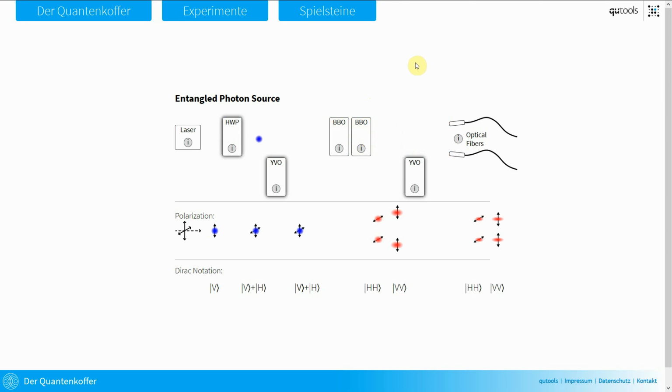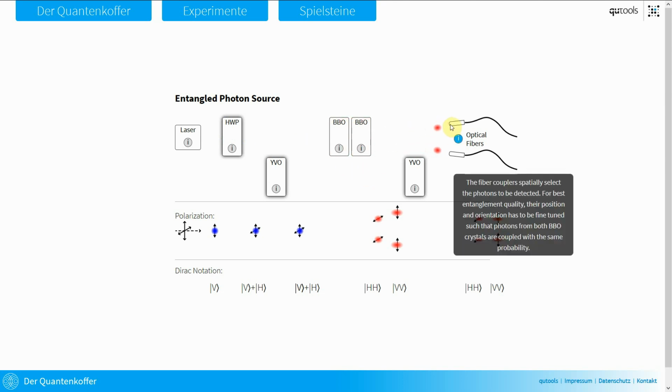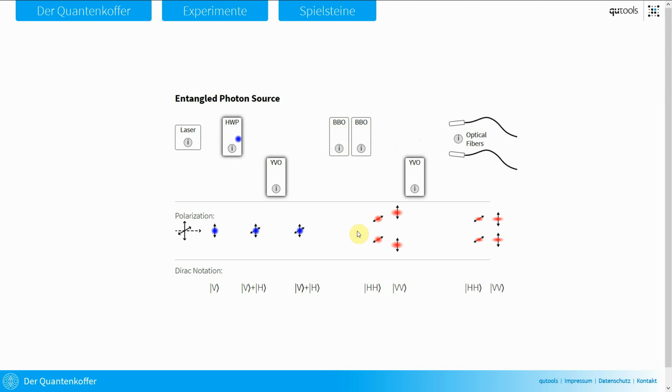And we have 2 problems right now. As you can see, first, they arrive at different times at the input of the optical fibers. And secondly, they have a different spatial distribution because of the dispersion gotten by the photons originating from the first crystal. You see, those are more dispersed than the other ones.